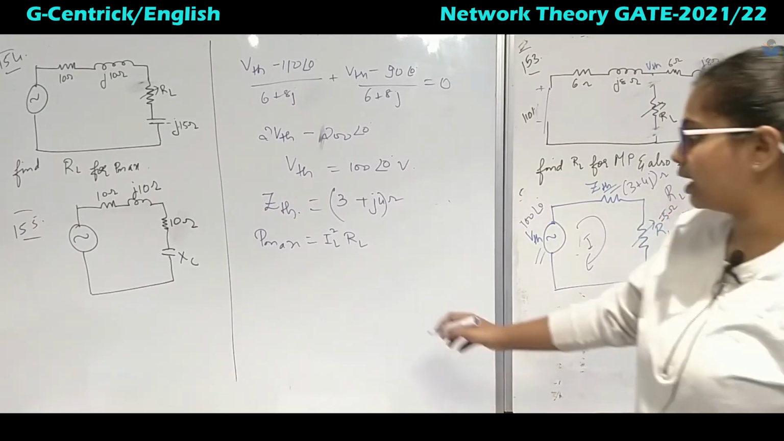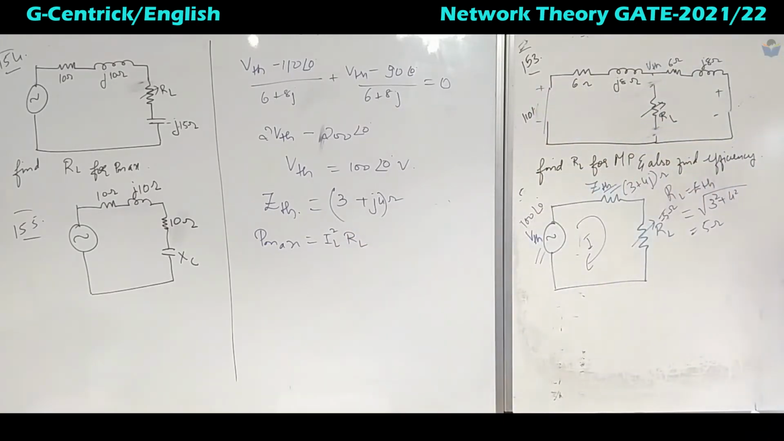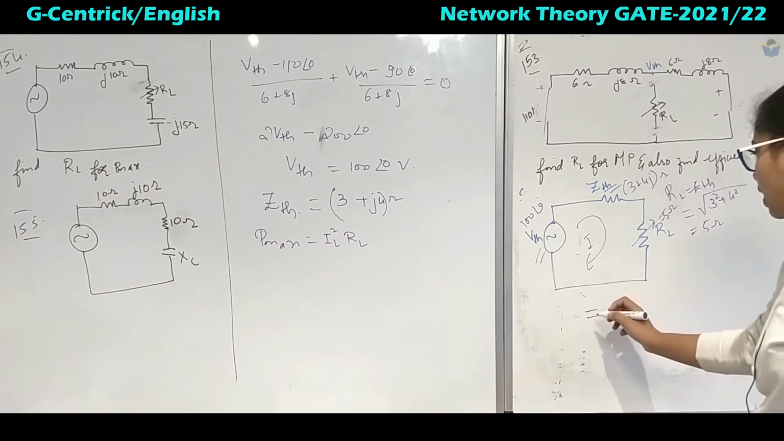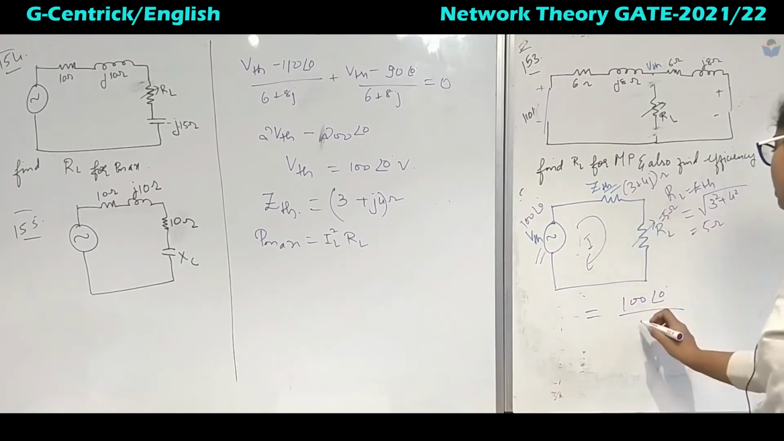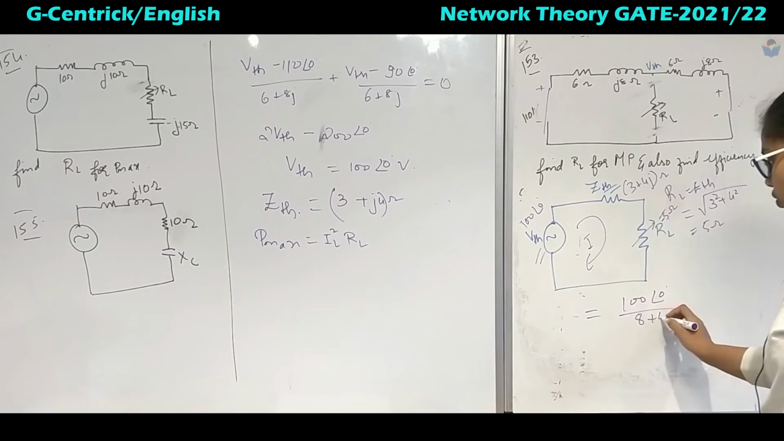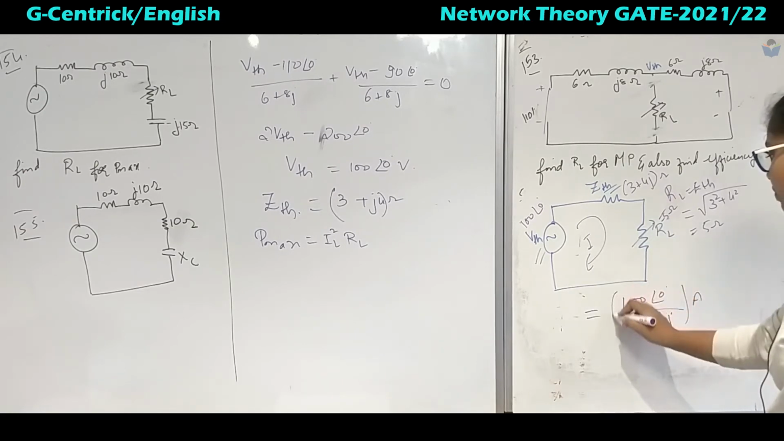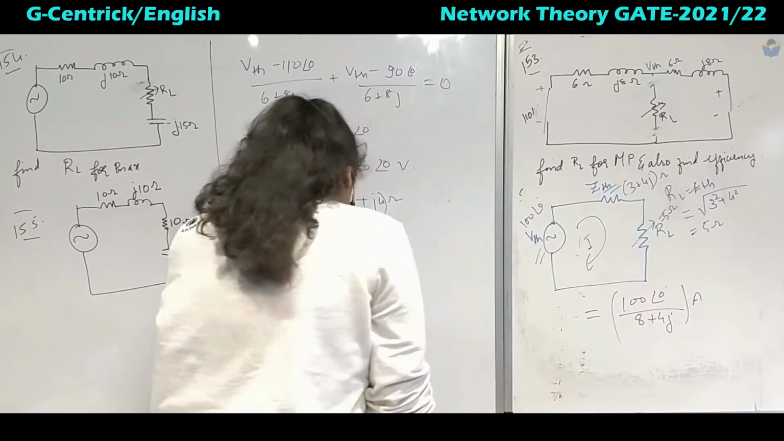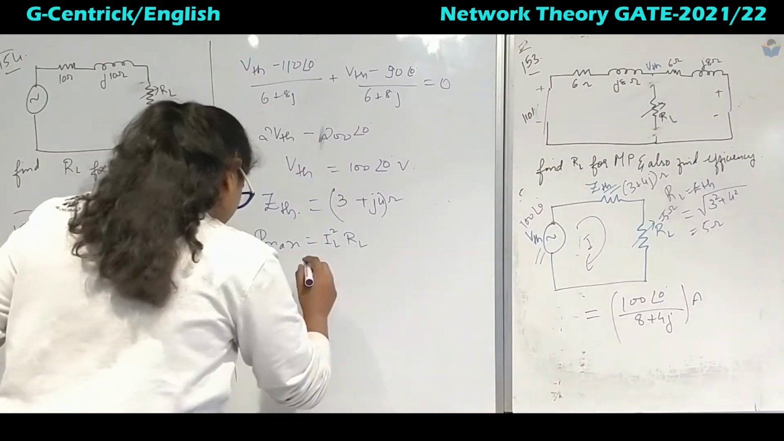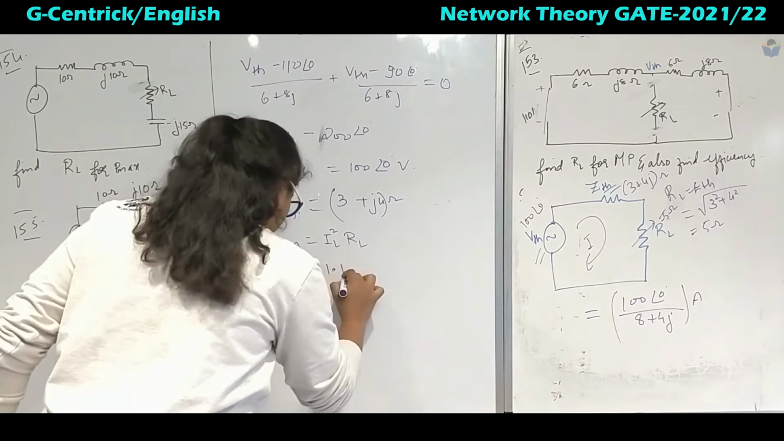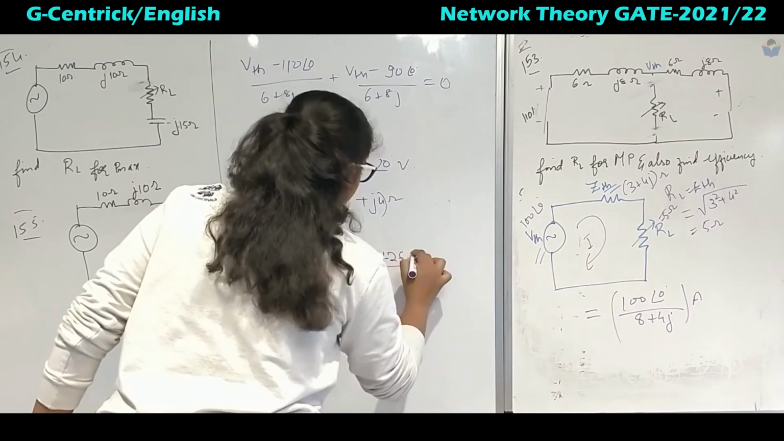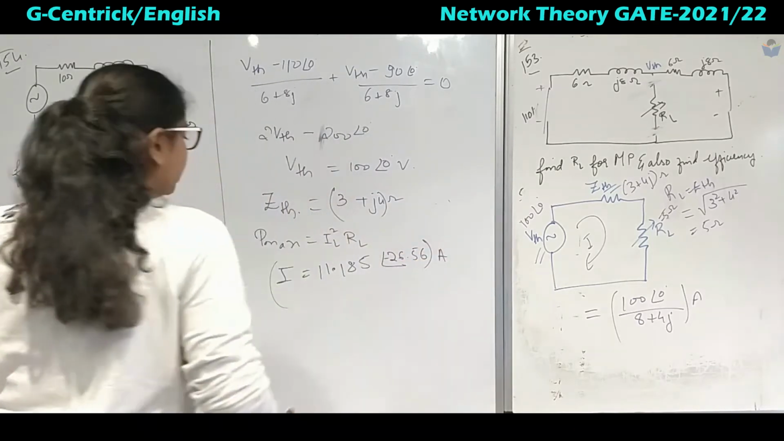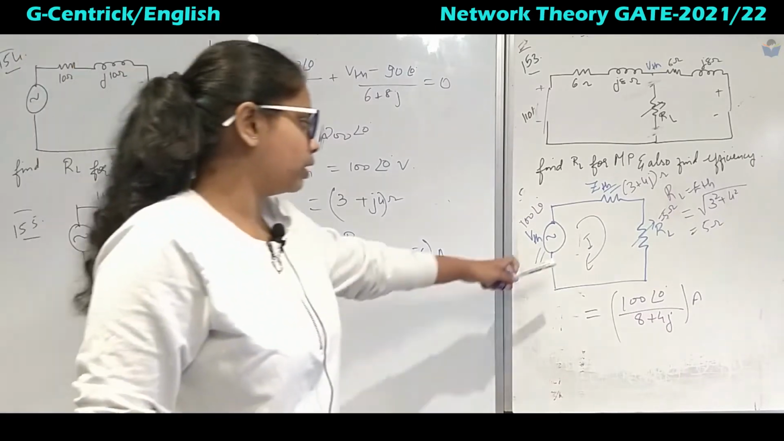Now I can find current IL, to apply for the maximum power transfer. So how much will it be? I is equal to 100 angle 0 divided by 3 plus 5 is 8, and 8 plus 4j amperes. When you solve this, you will get the current I equal to 11.185 angle minus 26.56 amperes.